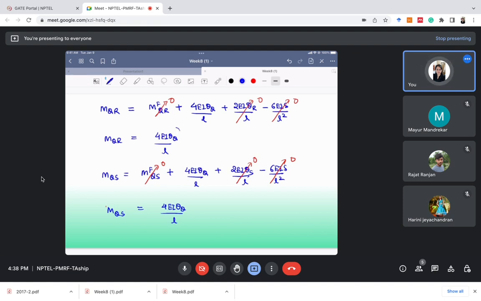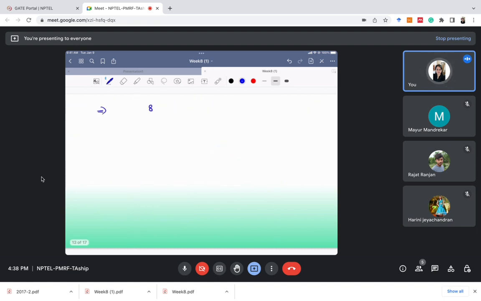MQR is 4EI theta Q by L. MQS is also 4EI theta Q by L. So MQR plus MQS will be 8EI theta Q by L. So 8EI theta Q by L equal to 700. Or you can write the sign also. Now everything else is known, we just need to find the value of theta Q.